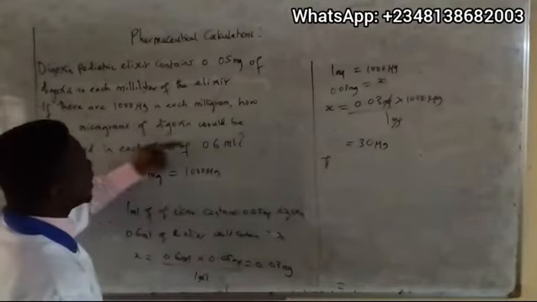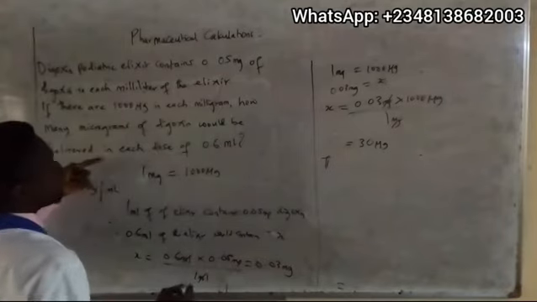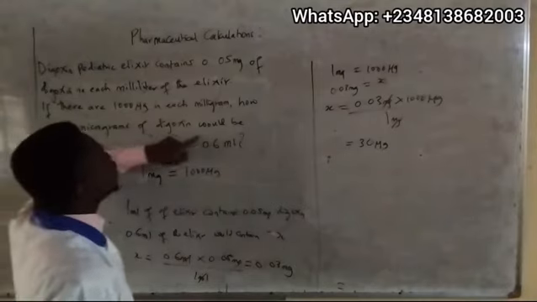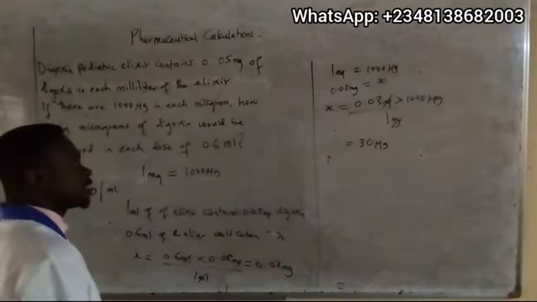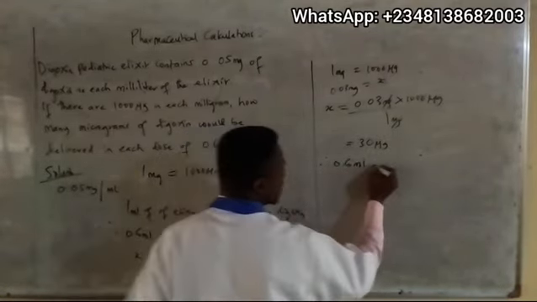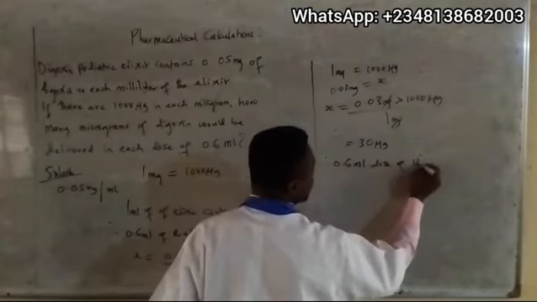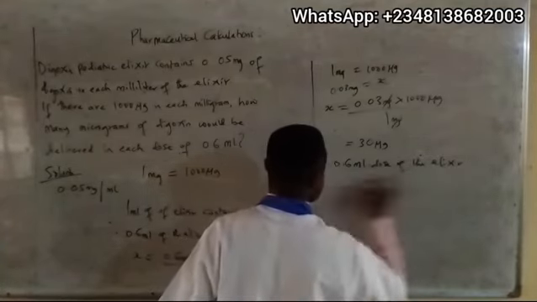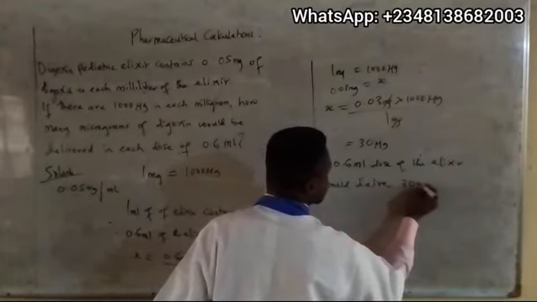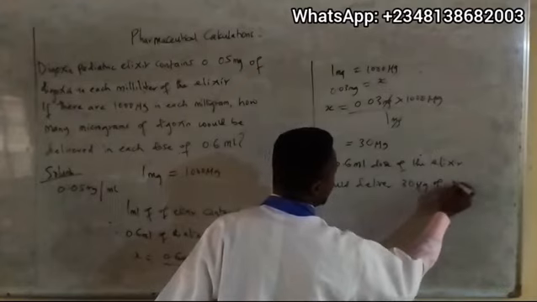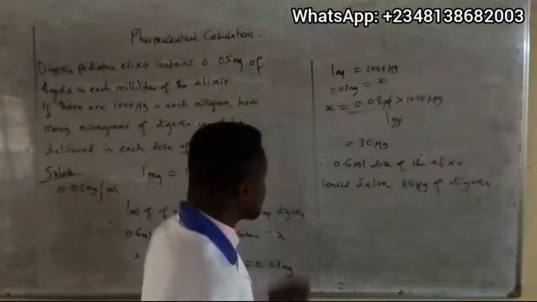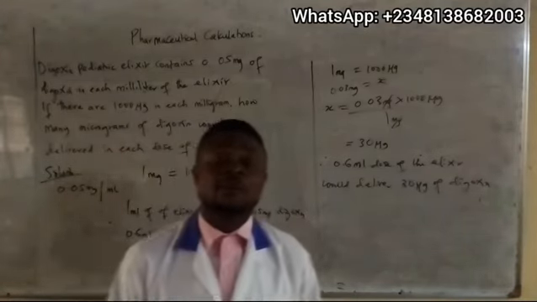So let's go to the question. What it implies is that they ask how many micrograms of the digoxin will be delivered in each dose of 0.6 ml. Therefore, 0.6 ml dose of the elixir would deliver 30 microgram of digoxin. This is the answer.